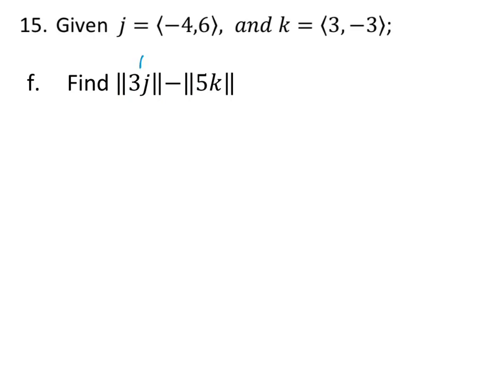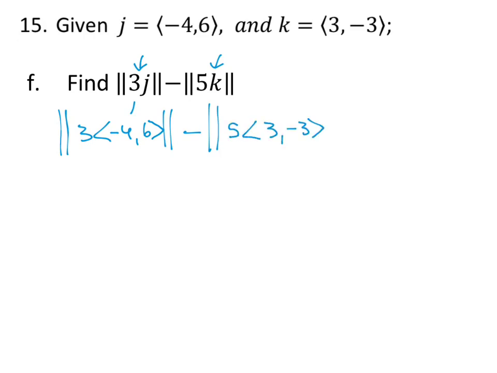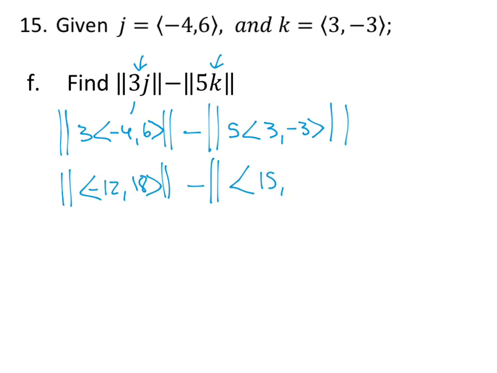So what you need to do is get the inside part of both of these figured out, and then you can get magnitude, and then you can subtract, so you're kind of working inside out. Let's start with 3j. 3j is going to be 3 times the j vector, which is negative 4, 6. And we have to do the magnitude of that minus the magnitude of 5 times k, and k is 3, negative 3. So we're looking at the magnitude of negative 12, 18 minus the magnitude of 15, negative 15.